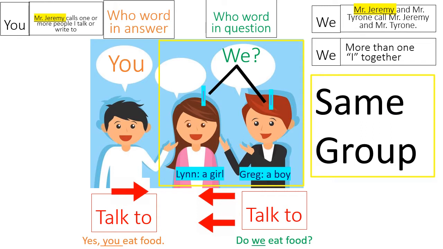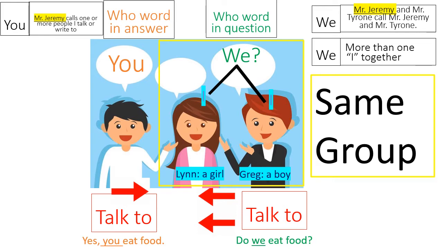So like I said, today we are thinking about when to use the who words we and you in questions and answers. So here we have the who word we. We, for example, is the name that Mr. Jeremy and Mr. Tyrone call Mr. Jeremy and Mr. Tyrone. So when Mr. Tyrone and I are together and we are talking about Mr. Jeremy and Mr. Tyrone, we say we.